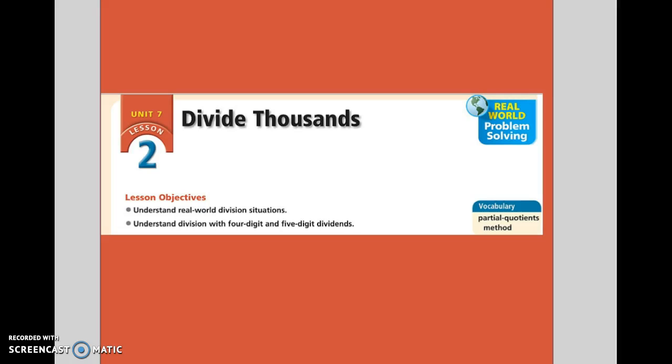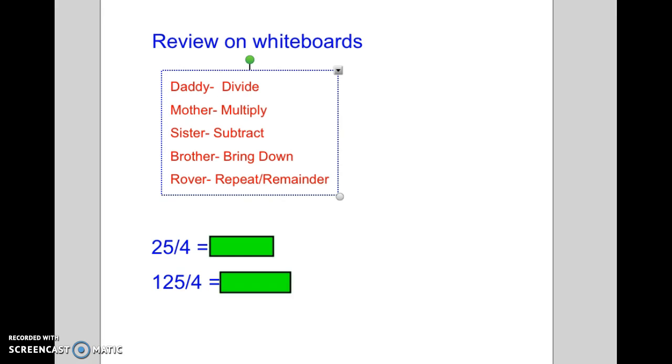This is Mrs. Naslund, and today we'll be working on Unit 7, Lesson 2, Divide a Thousands. Our learning targets today are: I can understand real-world division situations, and I can understand division with 4-digit and 5-digit dividends. So again, let's do a quick review.